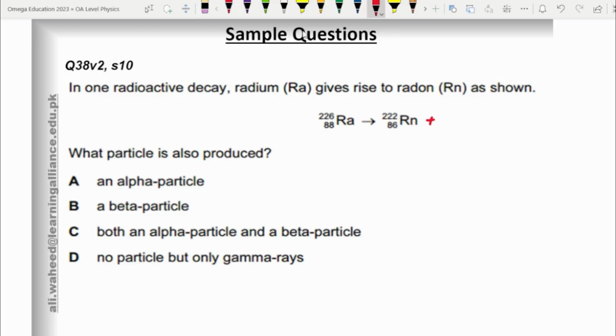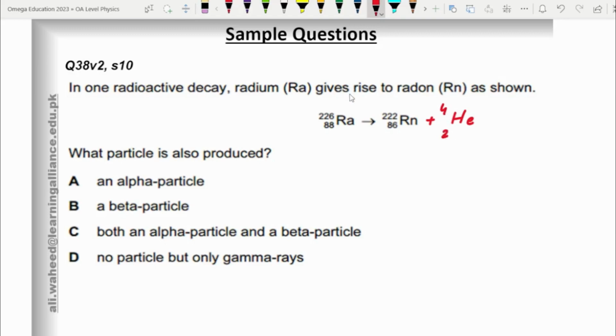So what you can see is, for the atomic number, we are having a deficit of 2, and for the mass number, we are having a deficit of 4 units. So what particle must be emitted for which the mass number is 4 and the atomic number is 2? Yes, it would be alpha particles. You can write it as helium, He-2-4.